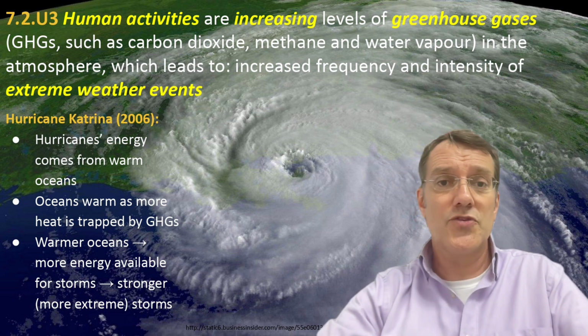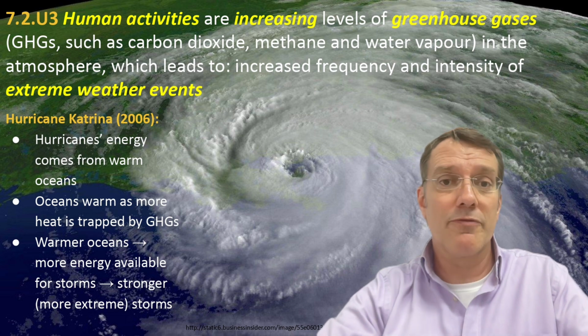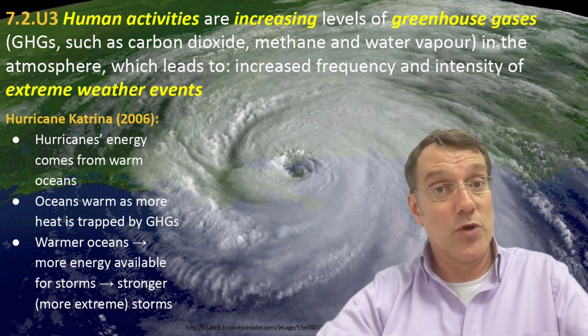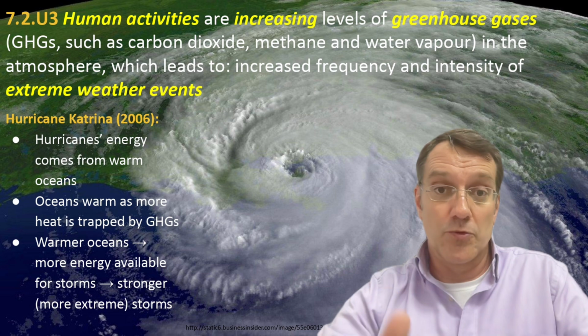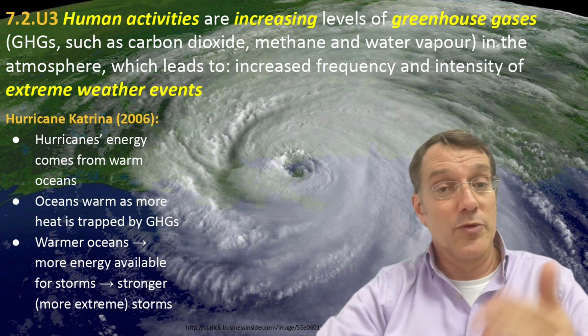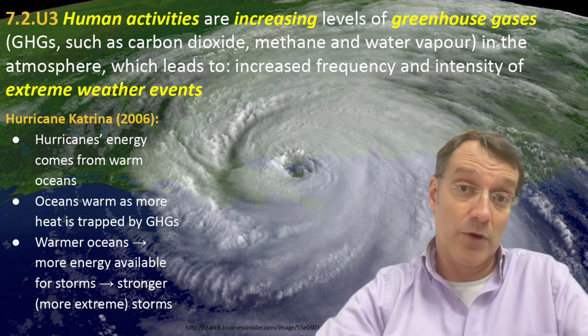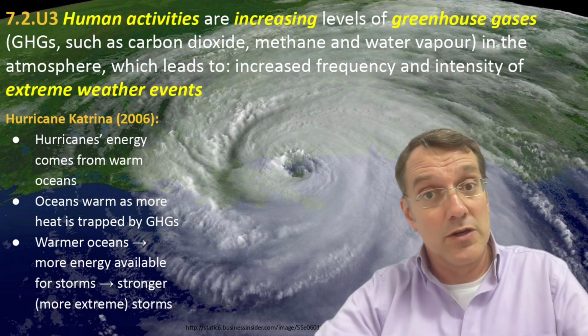So when we warm the oceans, we're essentially providing more fuel for hurricanes. And that, of course, leads to more powerful storms. It's a direct chain reaction. More greenhouse gases leads to warmer oceans, which leads to stronger hurricanes.